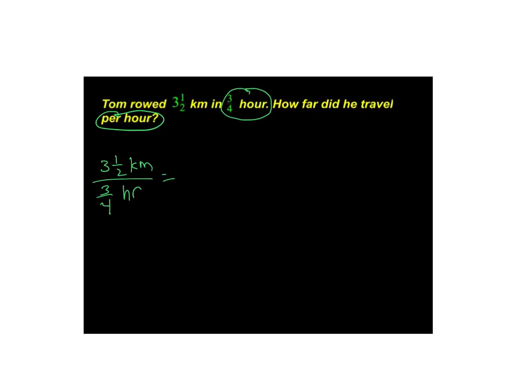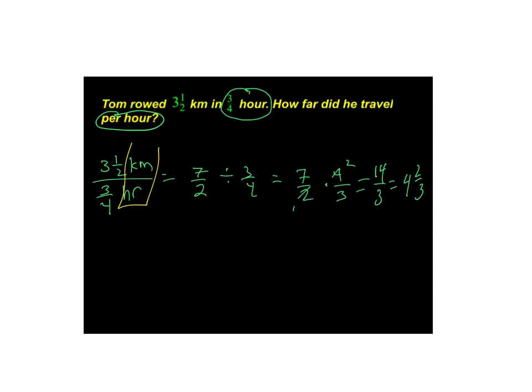Let's divide. 3 1/2 is equal to 7 halves divided by 3/4, or 7 halves times 4/3. Let's cross reduce 1 and 2. And we've got 14/3, or 4 and 2/3. 4 and 2/3 what? If you set it up right, that's going to be easy. 4 and 2/3 kilometers per hour.